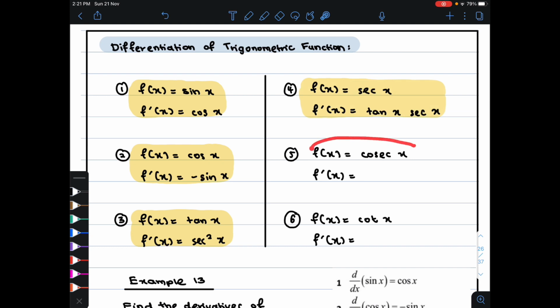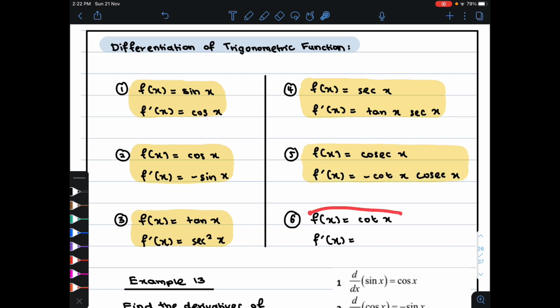The fifth one is f(x) equals cosecant x. When you differentiate f(x), you'll get f prime x. When we differentiate cosecant, we will get negative cotangent times cosecant. The function x stays the same, but we still need to differentiate the function x, and we will get 1. As per usual, we can just ignore times 1 here. And hence, when you differentiate cosecant x, you will get negative cotangent x times cosecant x.